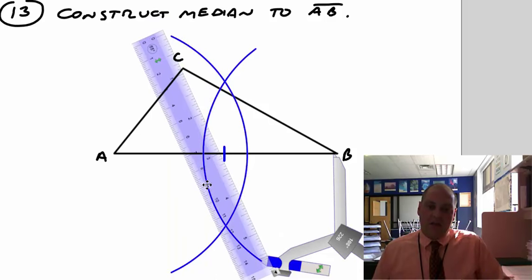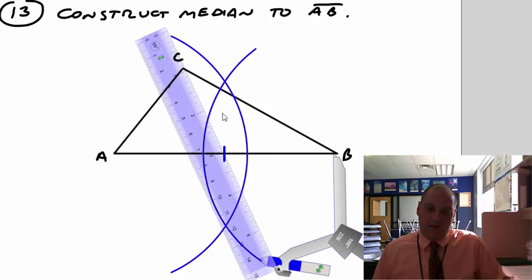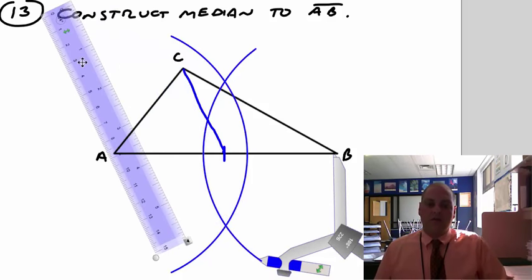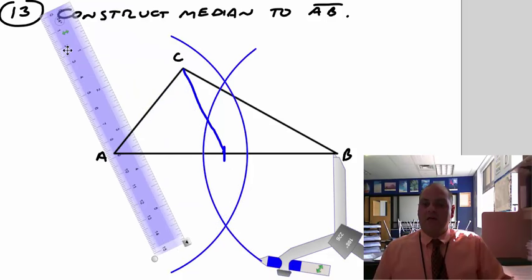So again, a median is a line drawn from the midpoint of a segment to the opposite vertex. I'm going to line that up right there, and we are going to draw from C right there. My straight edge is not working good today. So that should be a straight line. My virtual straight edge here is not working well.